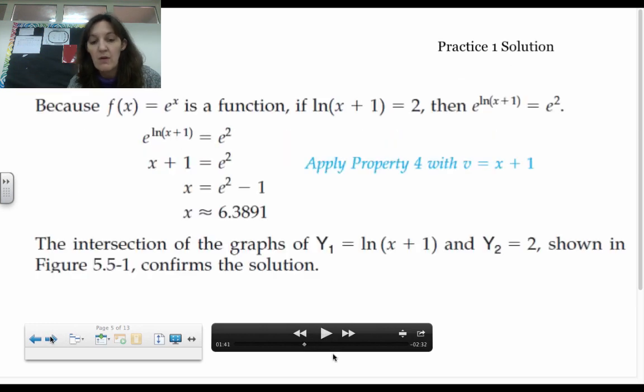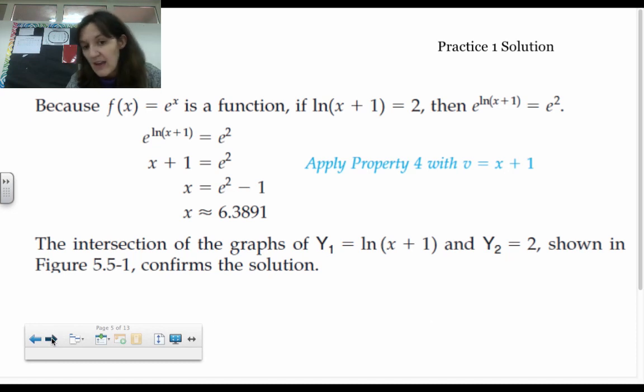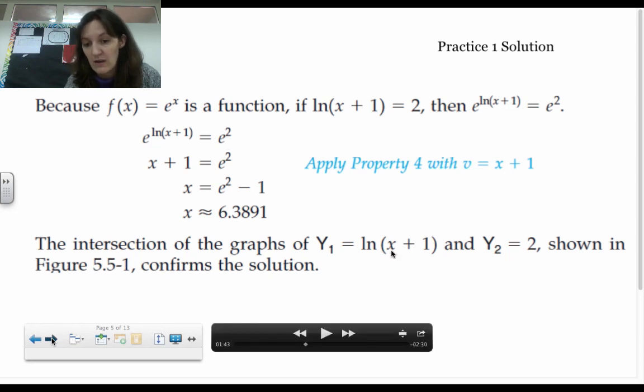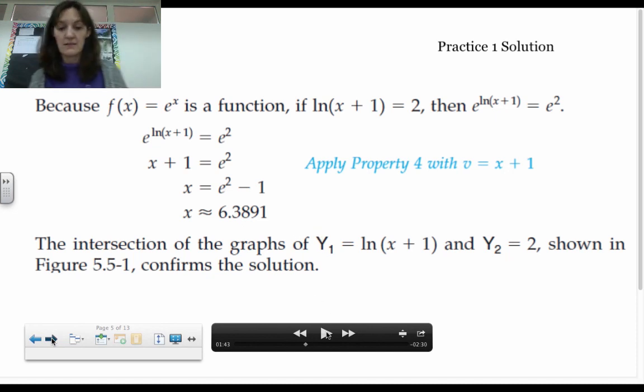Okay, I want to talk about this down here. When I copy and paste these from the book, they talk quite a bit in the solutions about checking your answer by graphing. You can do that. I'm not going to require that. It's very easy. You plug this into y1 and this into y2 and find the intersection, and that will give you the same solution. If you want to check your answer that way, you may do that.